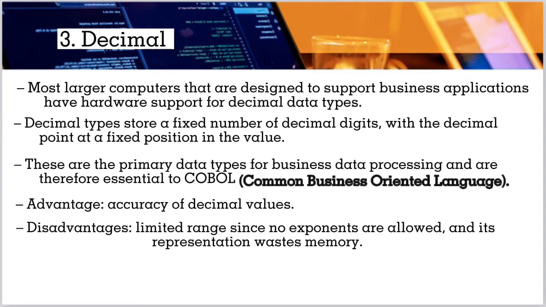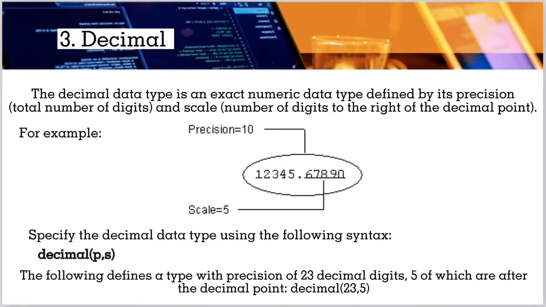The decimal has an advantage: the accuracy of decimal values. The disadvantages: it has a limited range, since no exponents are allowed, and its representation wastes memory. The decimal data type is an exact numeric data type defined by its precision, which is the total number of digits, and scale, which is the number of digits to the right of the decimal point.